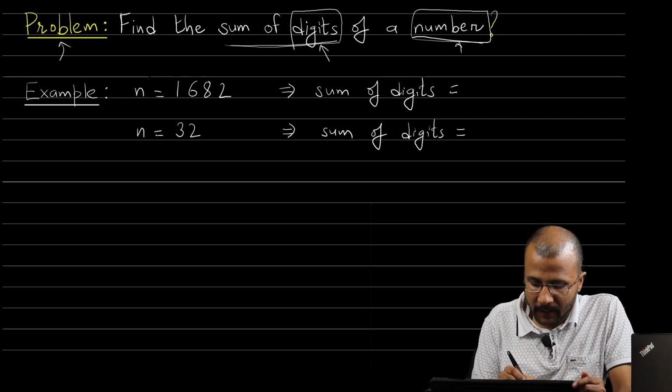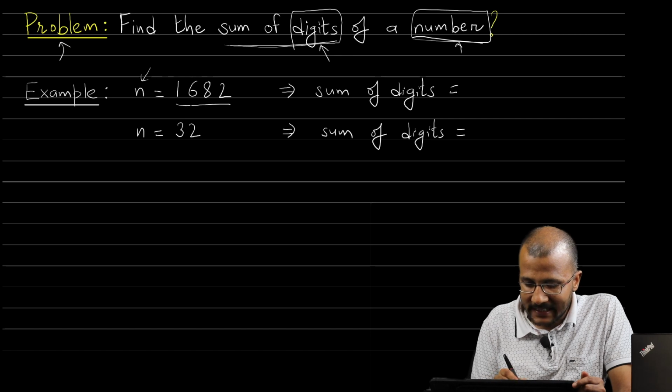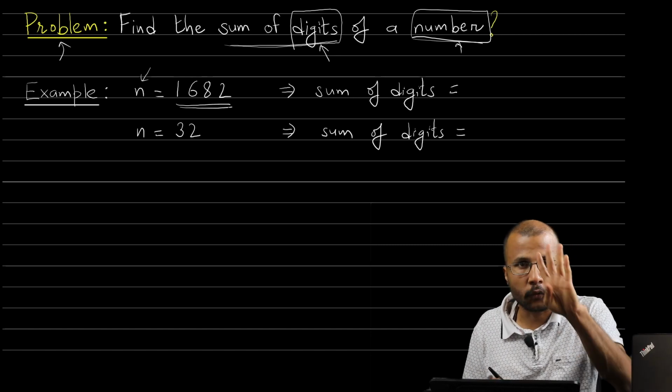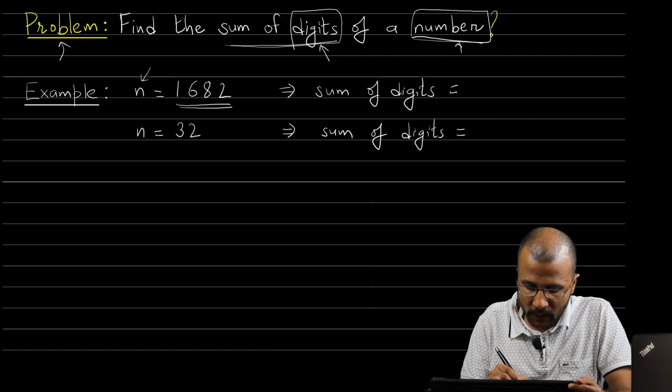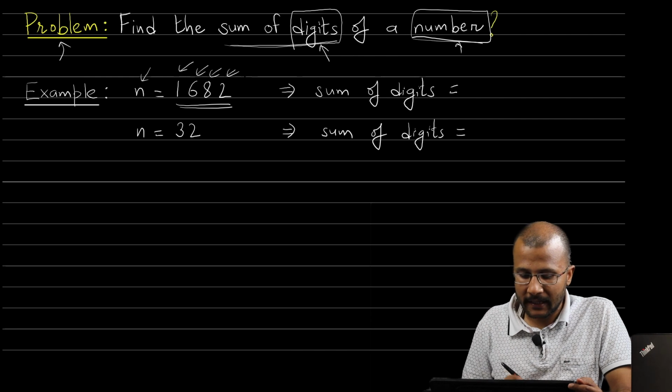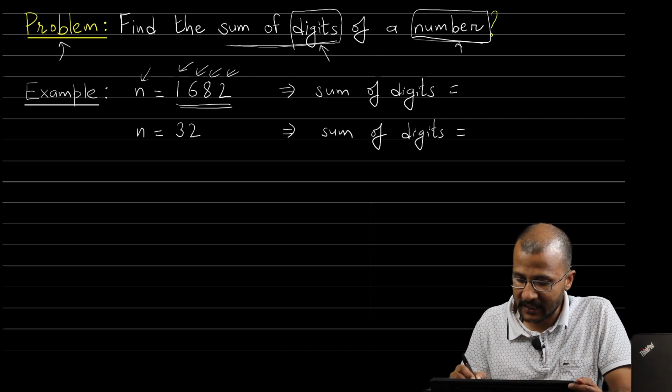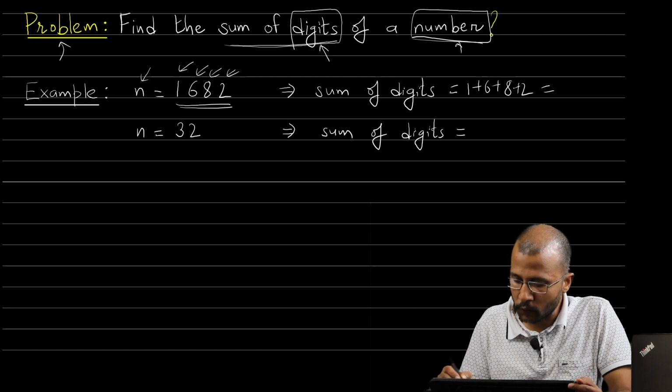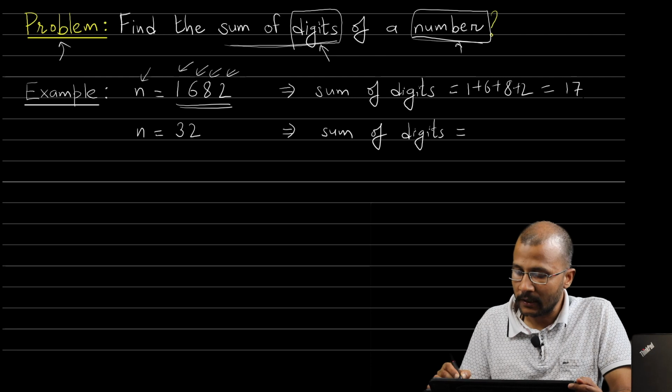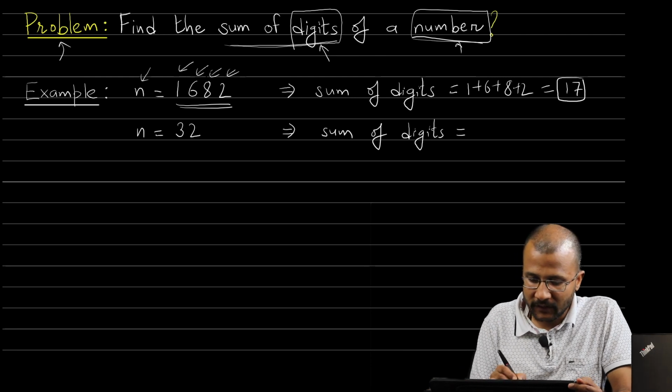Let's say the number n is 1682. This is a 4-digit number. So in this there are 4 digits, digit 1, digit 6, digit 8 and digit 2. So what we need to display is the sum of all these digits. That is, we need to display 1 plus 6 plus 8 plus 2, which is equivalent to 17. So 17 should be the output if the input is 1682.